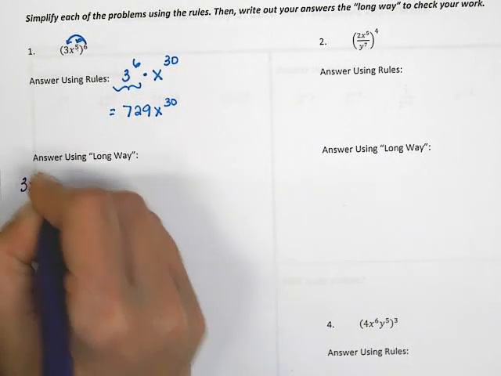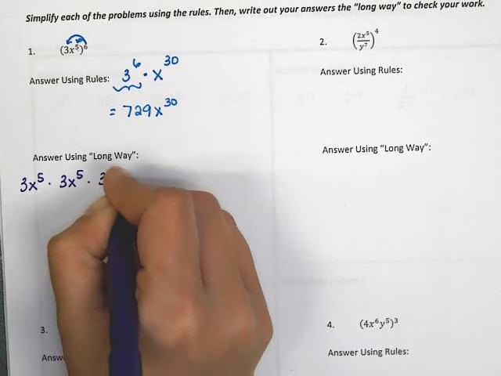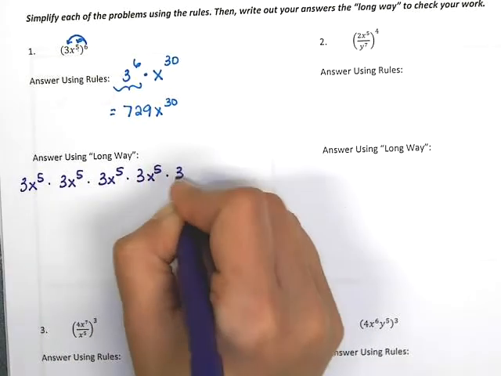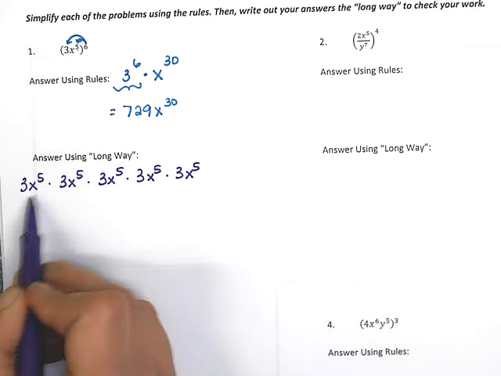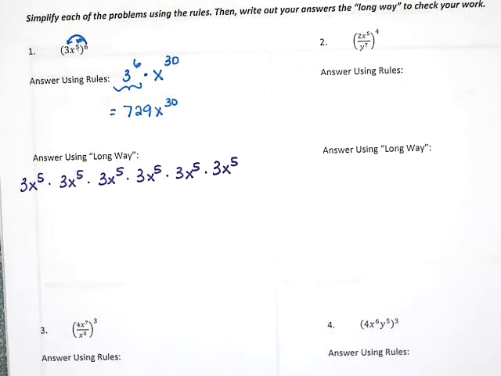Now if I wanted to write this out the long way, it would look like this. 3x to the 5th times 3x to the 5th times 3x to the 5th times 3x to the 5th times 3x to the 5th, 1, 2, 3, 4, 5, times 3x to the 5th. Oh my gosh, so many.